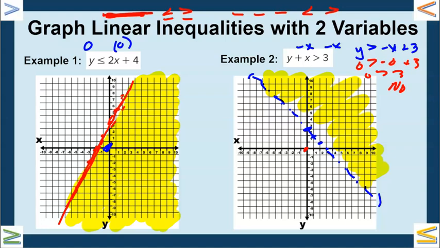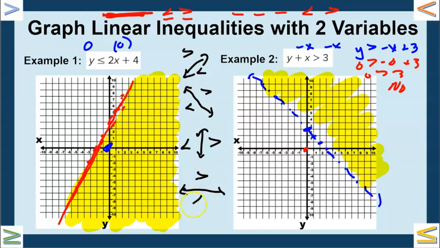Now to help you with this, if the line is going up like this, this is greater than, this is less than. If the line is going down like this, this is greater than, this is less than. If it's vertical, this is less than, this is greater than. And if it's horizontal, we would have greater than above, less than below. So that is how you can graph linear inequalities with two variables on a coordinate plane.